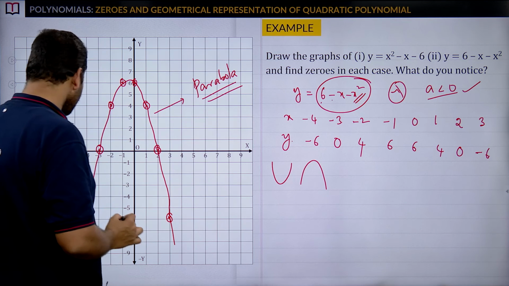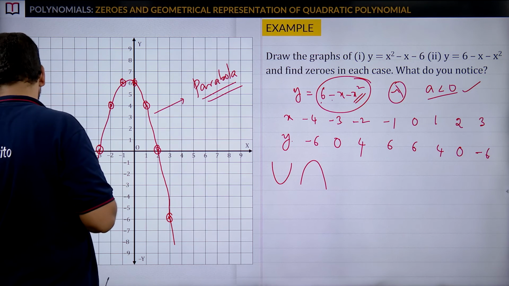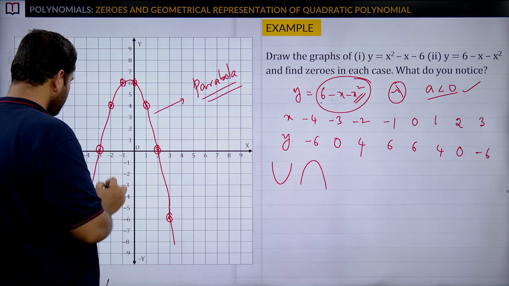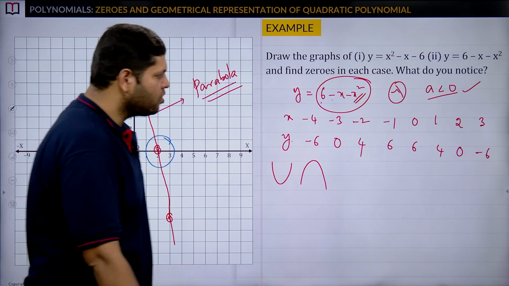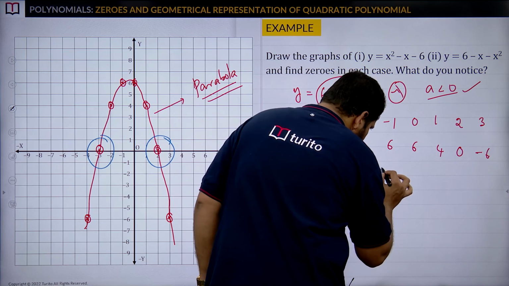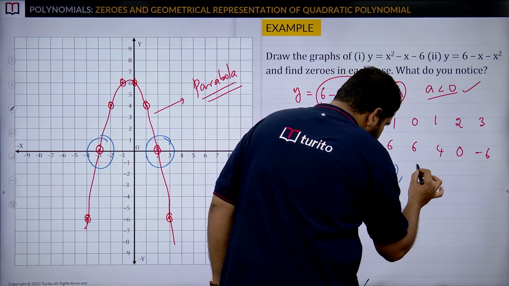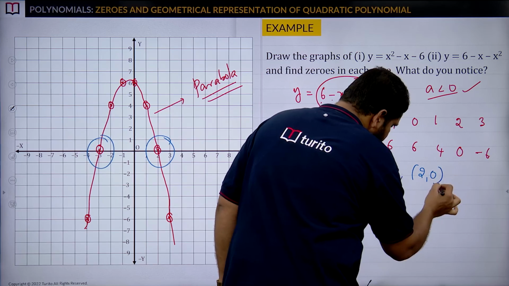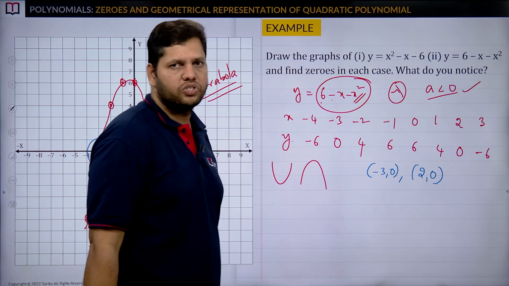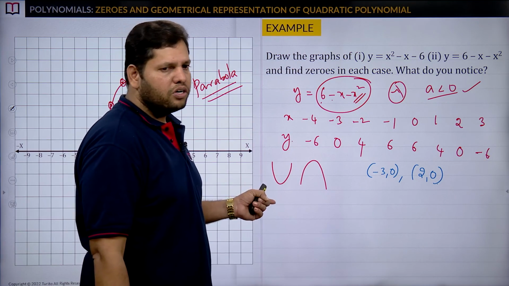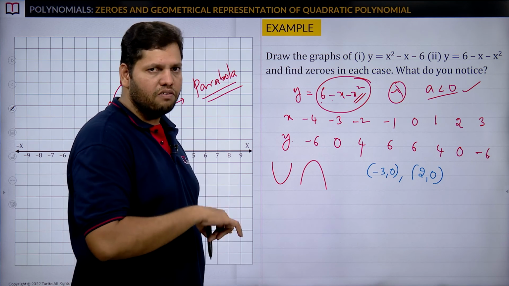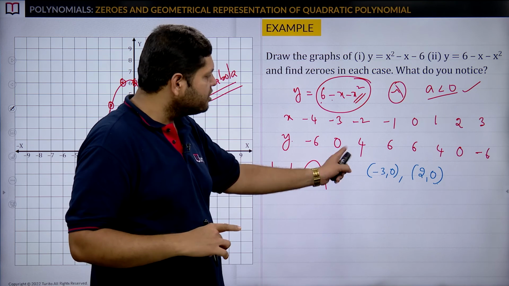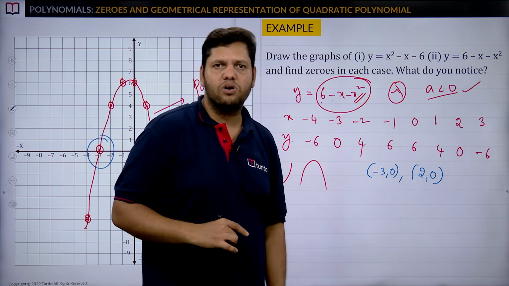Children, look at this graph. This graph is intersecting the x-axis at 2 points again. One point is (-3, 0), and another point is (2, 0). Isn't it, children? The intersection points of this curve and the x-axis are one at (-3, 0) and one more at (2, 0).